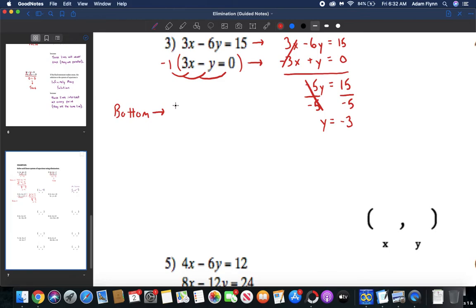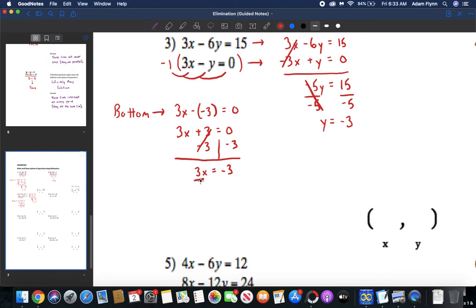So for the bottom equation, I'll have 3x minus -3 equals 0. I've got a -3 here. So if I continue to simplify, I've got 3x plus 3 equals 0. I can subtract 3 on both sides. When I do that, 3 minus 3 will cancel. I get 3x equals 0 minus 3, which is -3.